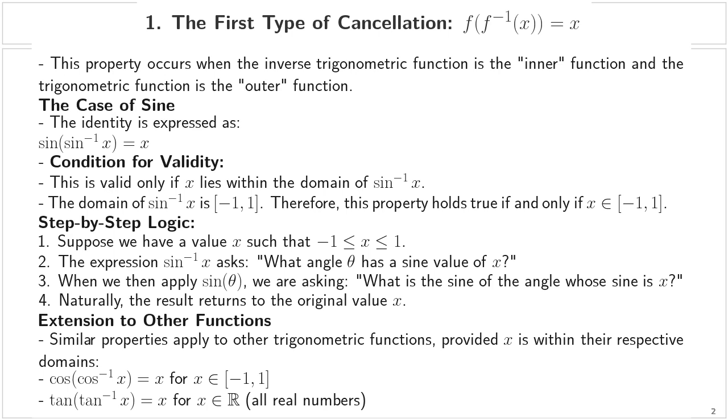While this first type of cancellation is relatively straightforward, keep in mind that the order of functions matters. In the next slide, we will examine what happens when the trigonometric function is on the inside and the inverse is on the outside, which requires a bit more caution.